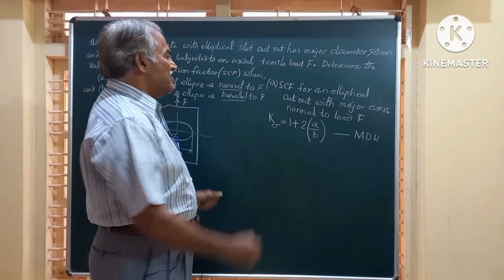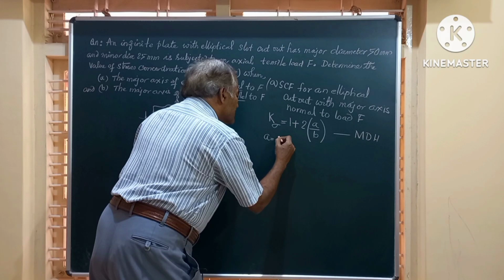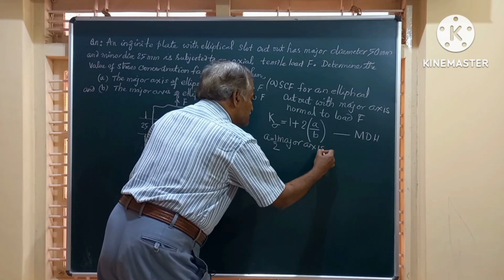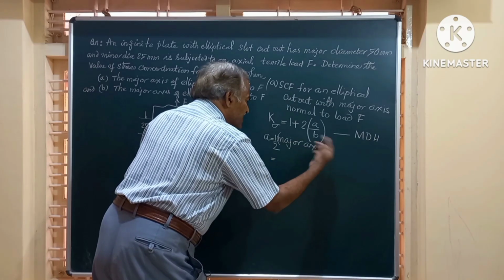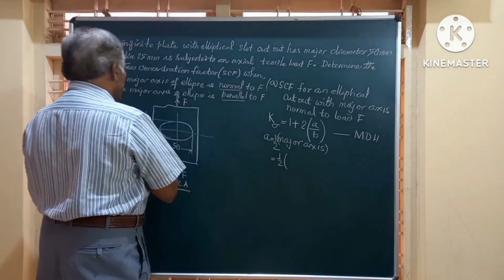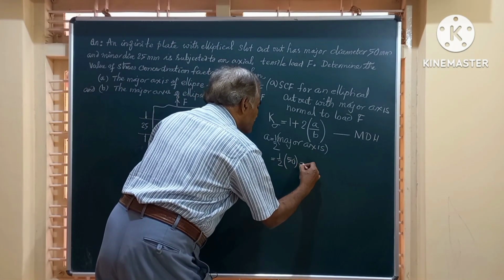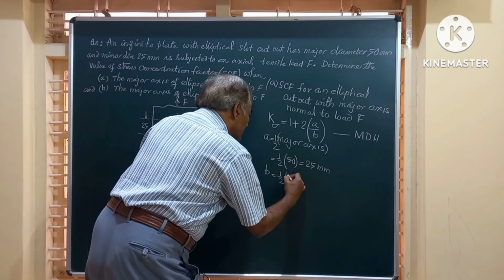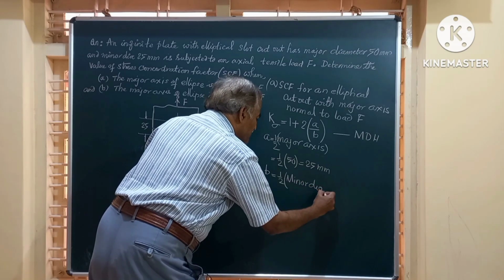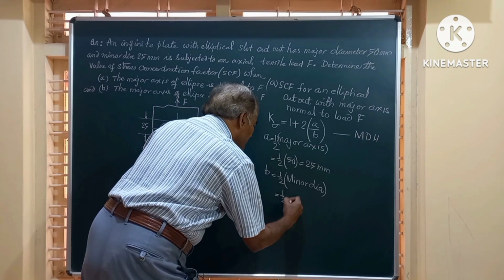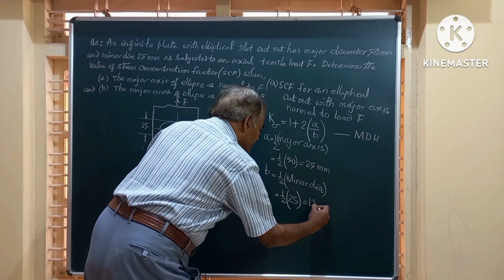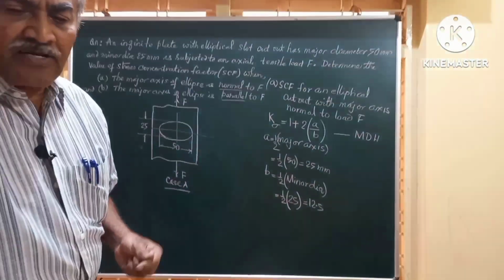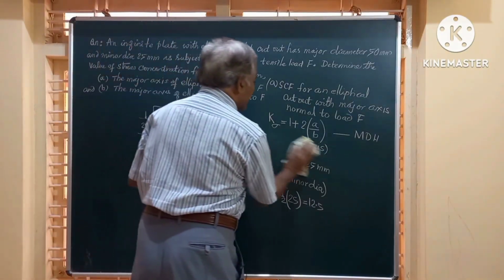Then we will know what are these A and B. Friends, here A is major axis by 2, or half of the major axis. That is half of 50, which works out to 25 millimeter. And small b is half of the minor dia or minor axis, which is half of 25, that is 12.5. So friends, if you substitute the value of A as 25 and B as 12.5, we will be able to get K sigma, the stress concentration factor.